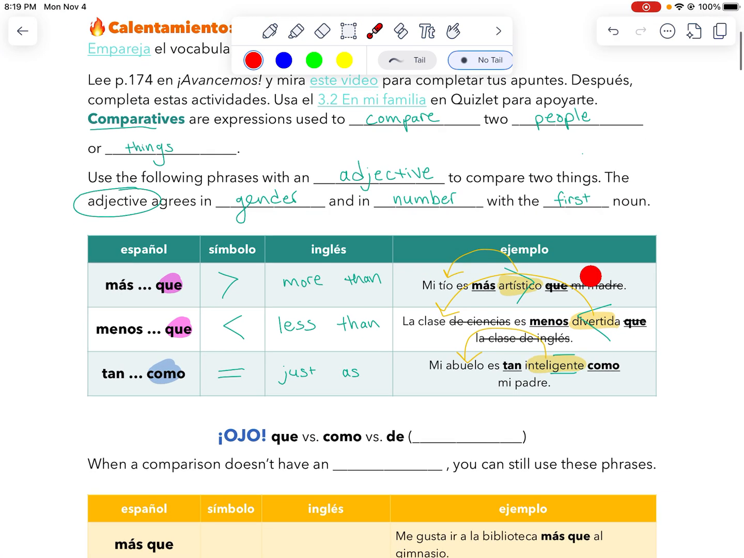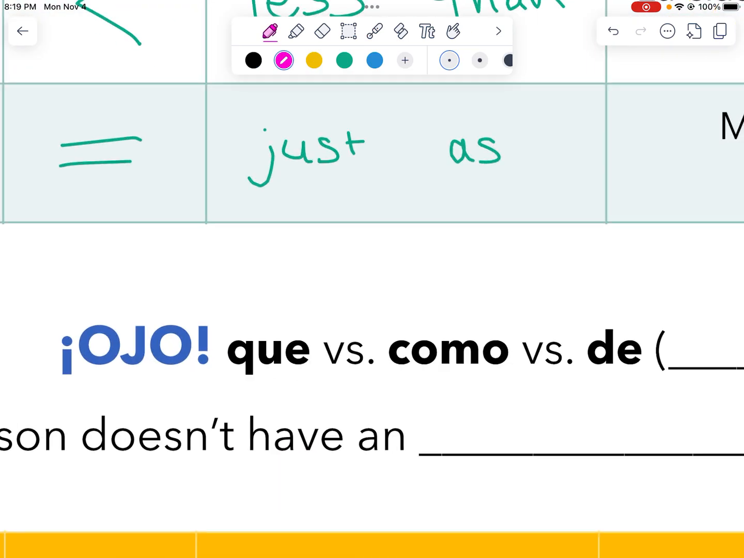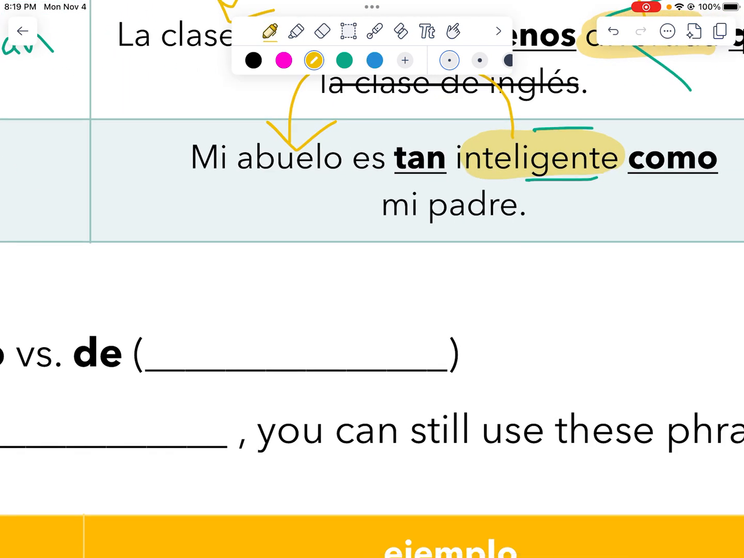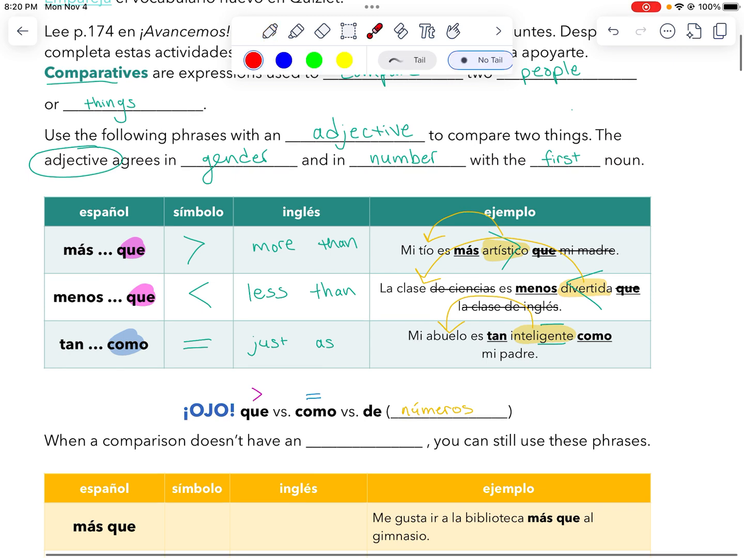Okay, so use que when they're different. Use como when they're the same. And then you actually use de with numbers. So I would say like, yo tengo más de 10 estudiantes en la clase, kind of thing. So those are comparisons with adjectives.